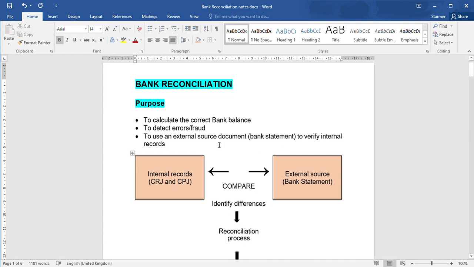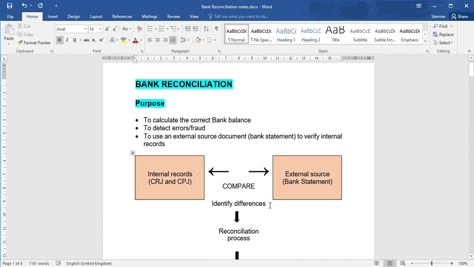The next thing we can determine is if there are any errors or possibly fraud that has taken place. Once again, we're going to be using an external source document, in this case the bank statement, to verify our internal records. When we did creditors reconciliation, I told you about the importance of using external source documents to verify internal records. Right, so we're going to start off with our internal records, which is our CRJ and CPJ, and our external source document is our bank statement. And we are going to compare those two. And the reason for that is to identify your differences.